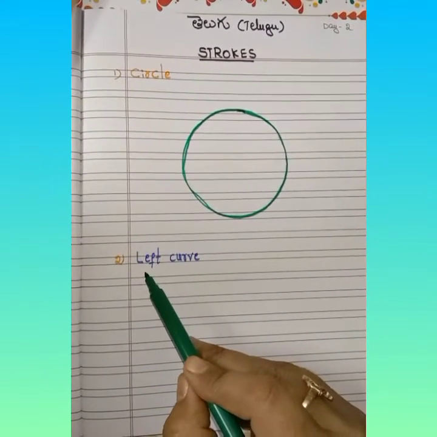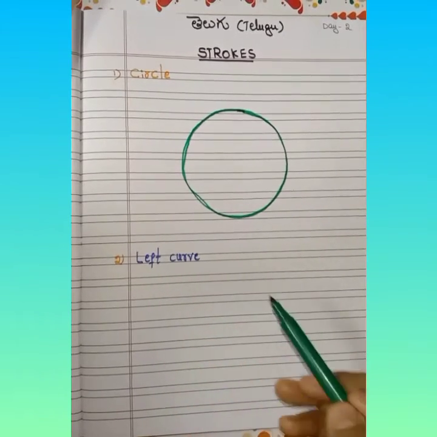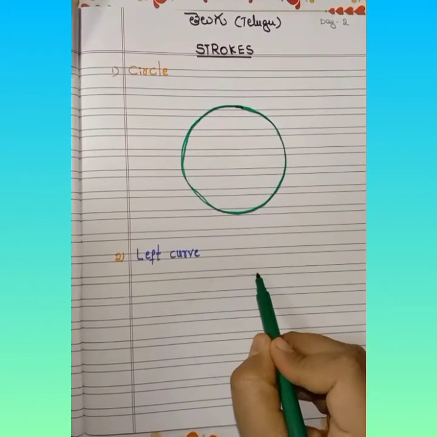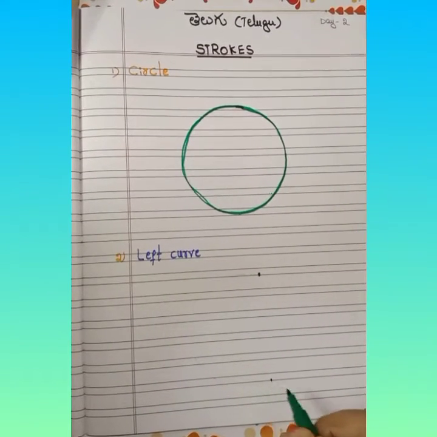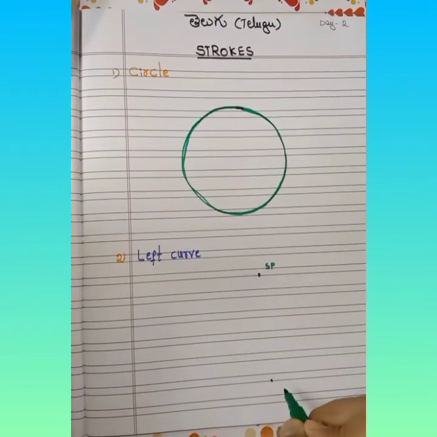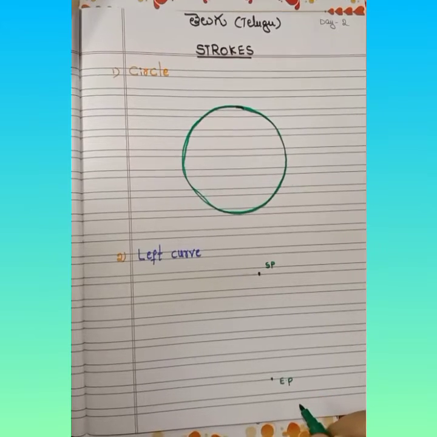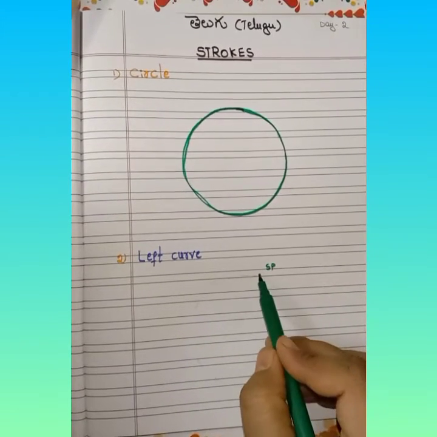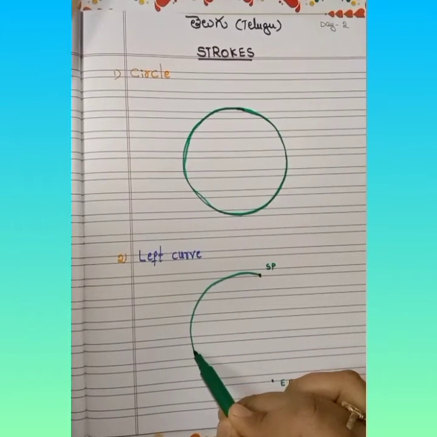Now, next one is left curve. Left curve. This is starting point. This is ending point. Okay. Now, starting point. Ending point. Now, start the tracing. Join the dots first. Like this, children.